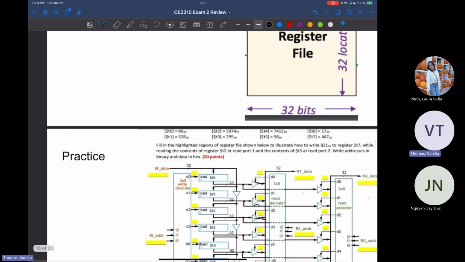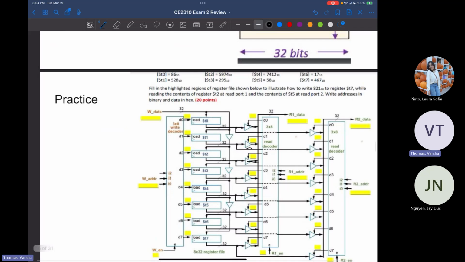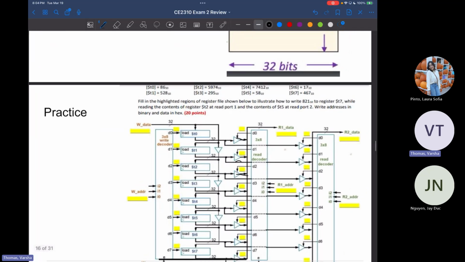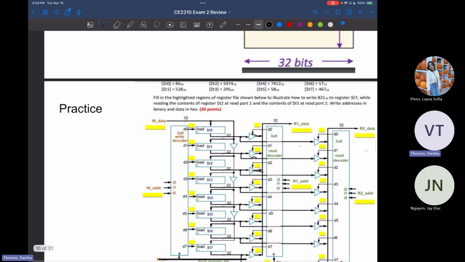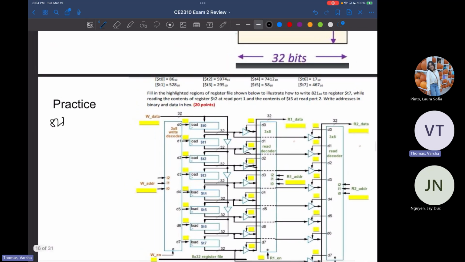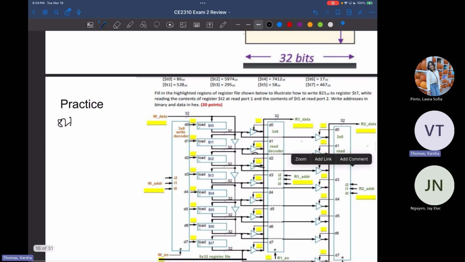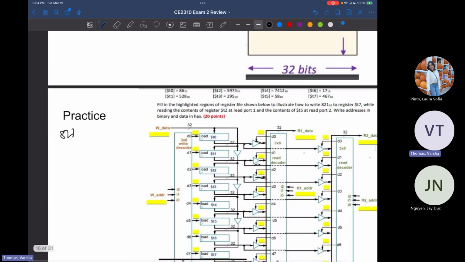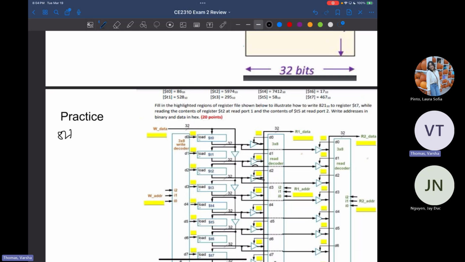So let's go to practice. This one says that we have to write 821, and it wants it in binary and hex. There are multiple ways you can convert decimal to binary, but I like to add numbers because I just find it easier. But you can stick to your method.